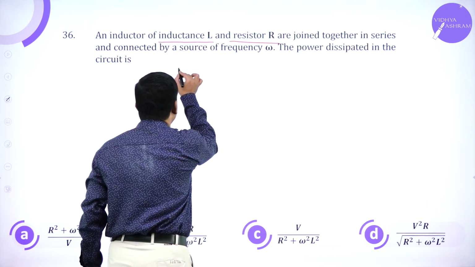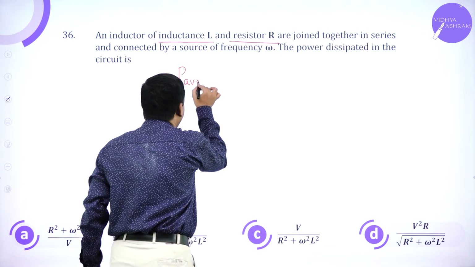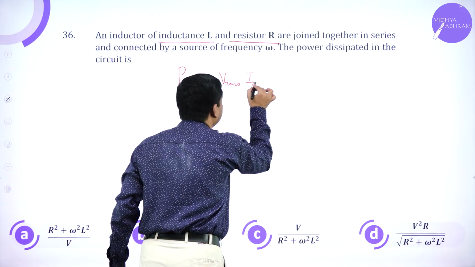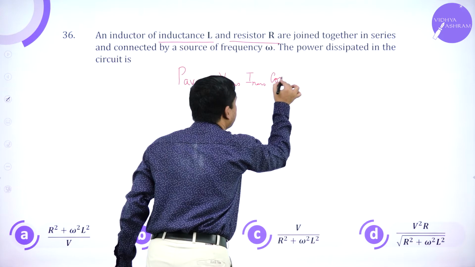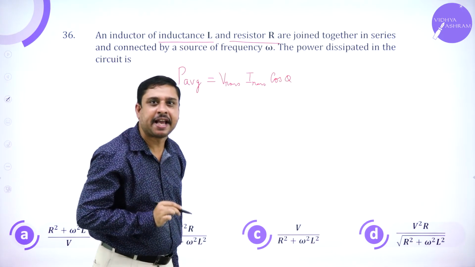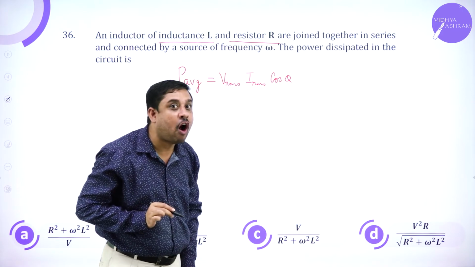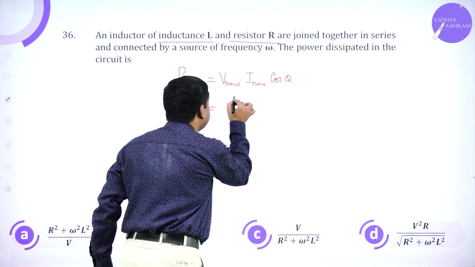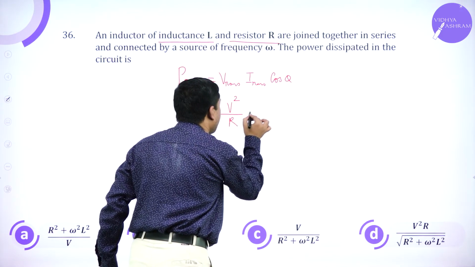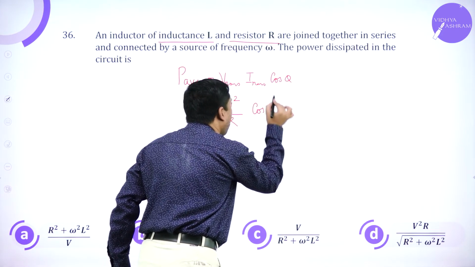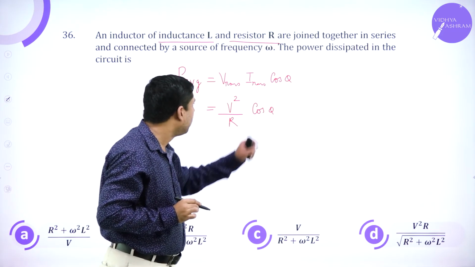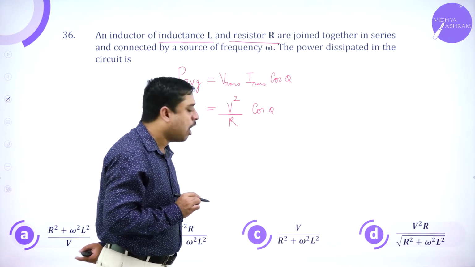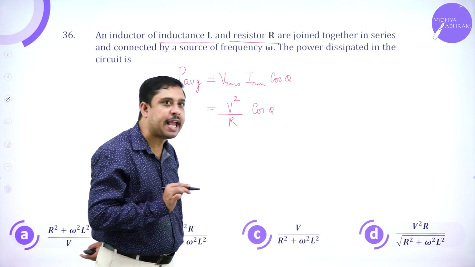So here we know average power is Vrms into Irms into cos phi, where cos phi is called the power factor. Or I can write this as V square by R into cos phi. So how do I indicate cos phi?